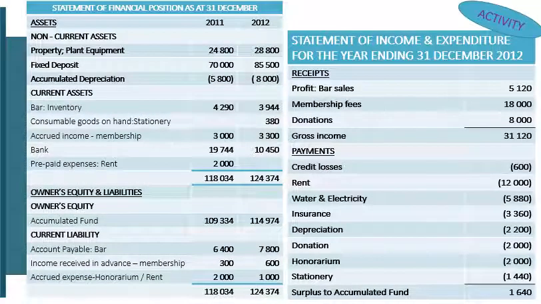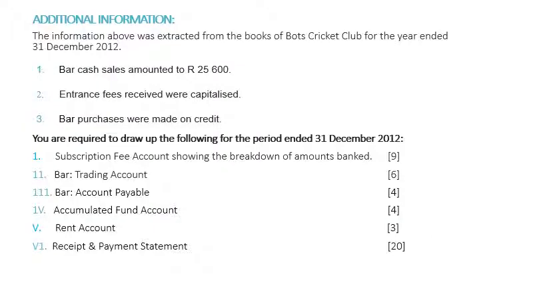Work through this activity. According to this activity, you are given the two financial positions at the end of the financial period, the statement for the previous year and the statement for the current year. You are also given the statement of income and expenditure for the current year ending 31st of December 2012. In this activity, you are also given the additional information that you need to use and consider.